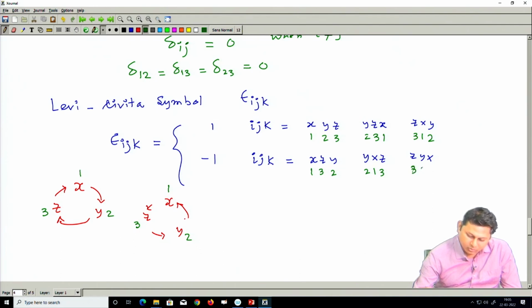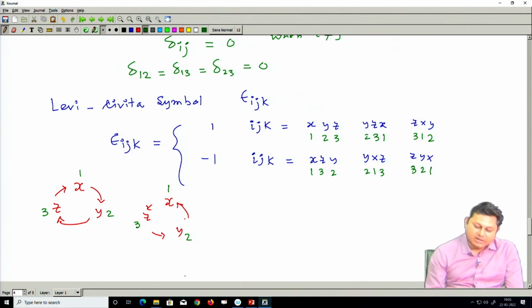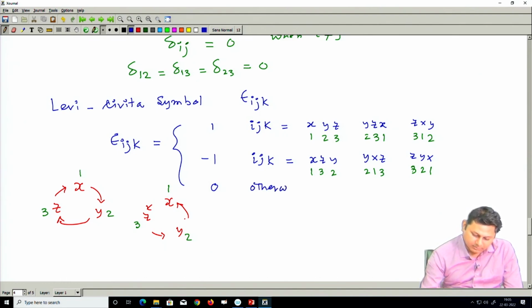Then epsilon i j k will take -1, but interestingly, it will take 0 in all other cases, otherwise. And what are the otherwise cases? Because there are i, j, k, it can be possible that j and k are the same. For example, x y y. So, if y y is there, then epsilon i j k should take the value 0. So, there are many combinations.